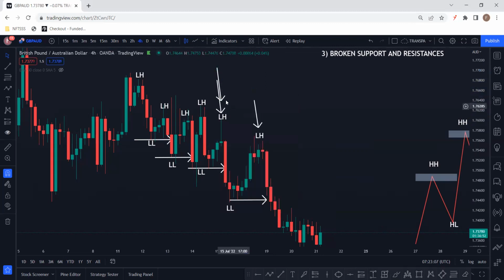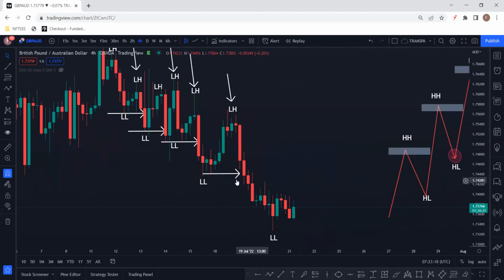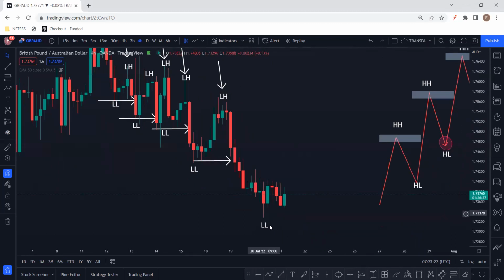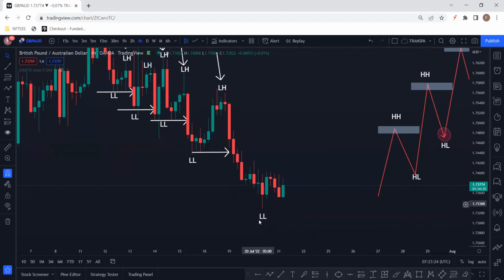Always wait for a retracement. Some form of retracement, just any form of retracement. So now clearly we can see price has broken below this low, and then price has given us a lower low. Do you know what? I cannot sell GBP AUD right now. It's too risky to sell GBP AUD right now.